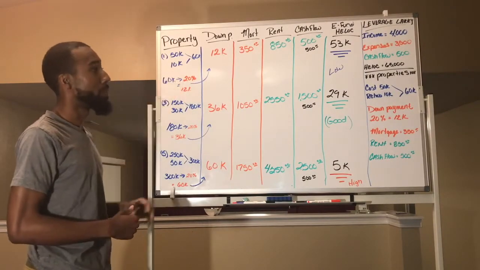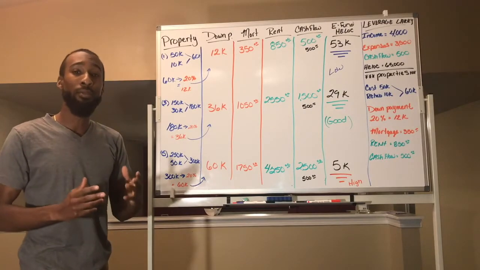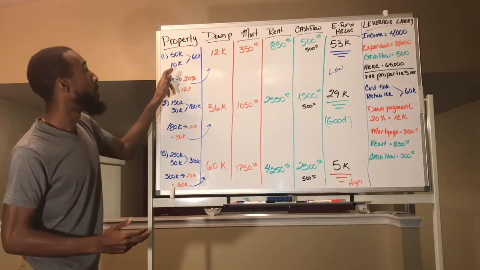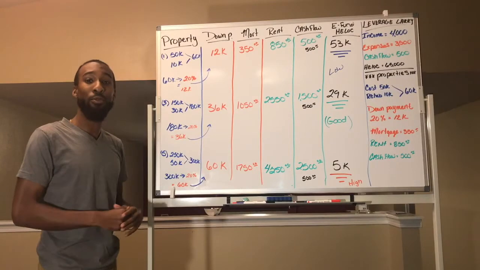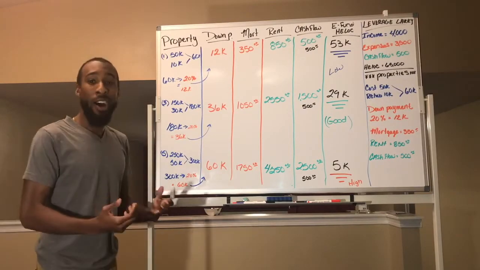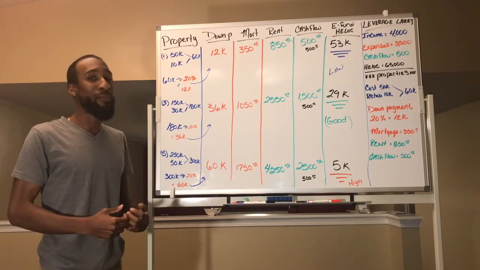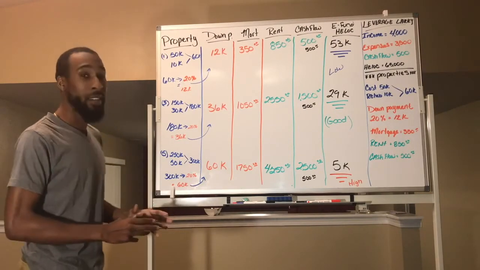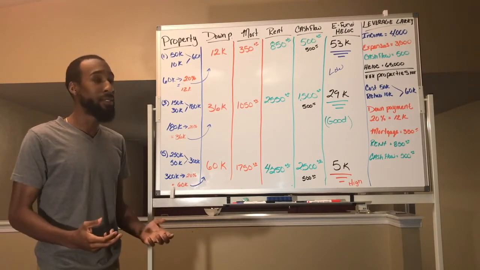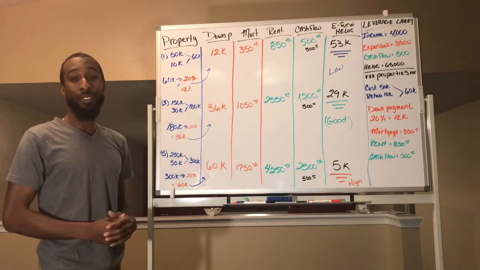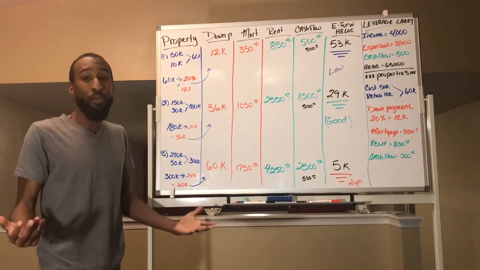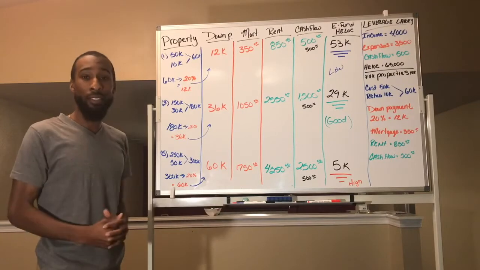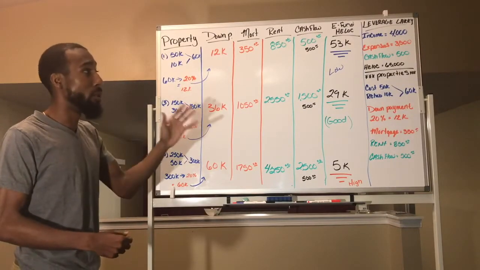Now, another thing to note too, since we put $10,000 to rehab this property, odds are this property's not going to have a lot wrong with it because you've already fixed it up. But just in case something happens, you have $53,000 to fall back on. I mean, who wouldn't do this? This is very low risk.